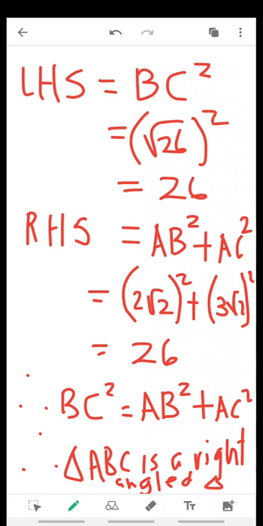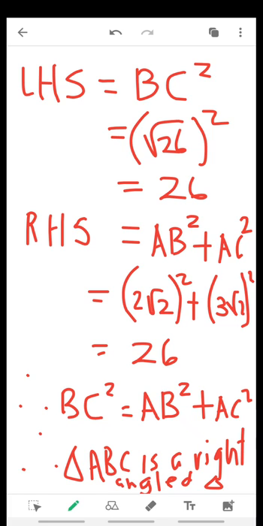What is this? I have used the theorem of Pythagoras. Since my left hand side is equal to my right hand side, that means BC squared is equal to AB squared plus AC squared. What does it mean? It means triangle ABC is a right-angled triangle.